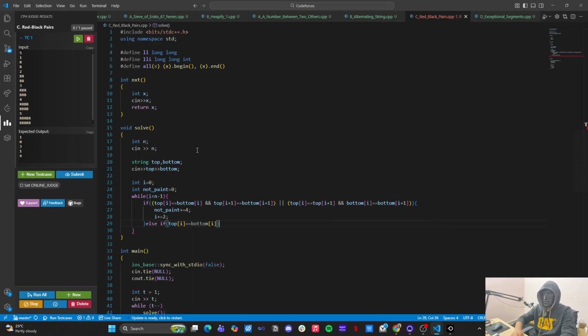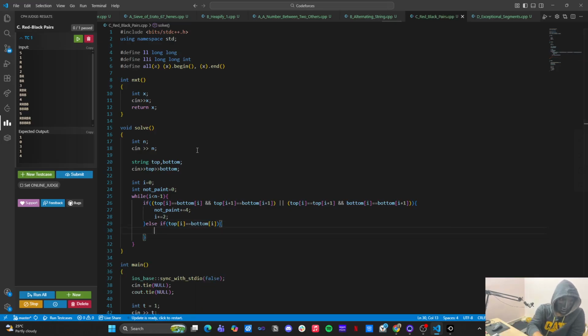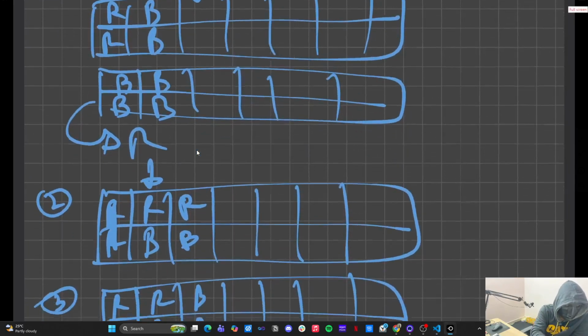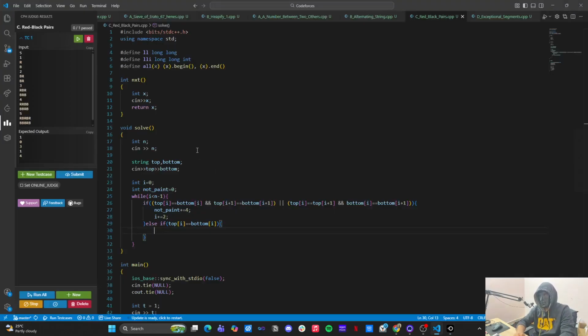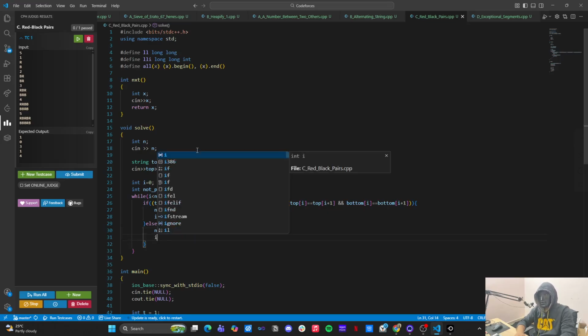Now this case we have got, else if I'll check if top of i equals bottom of i. Now what is happening is, I'll be checking this case. This is red, this is also red. So if these two are equal, which means I'll take this pair, but I'll move just one pointer ahead and try to check if we have a pair going forward. So if these two are equal, not painting will be increased by 2. Basically not painting is a variable wherein we are not painting any cells, right? And your i is going to be increased by 1.